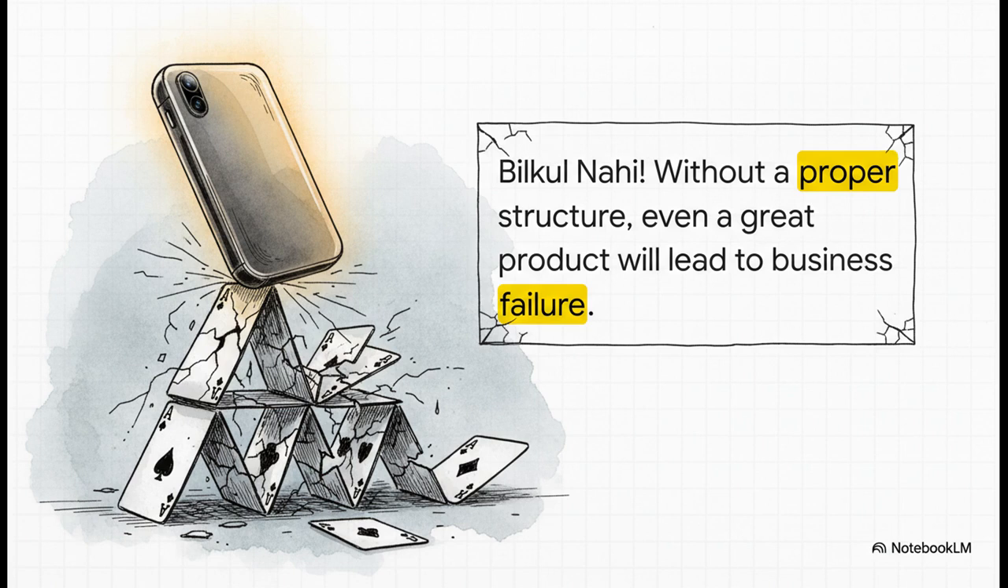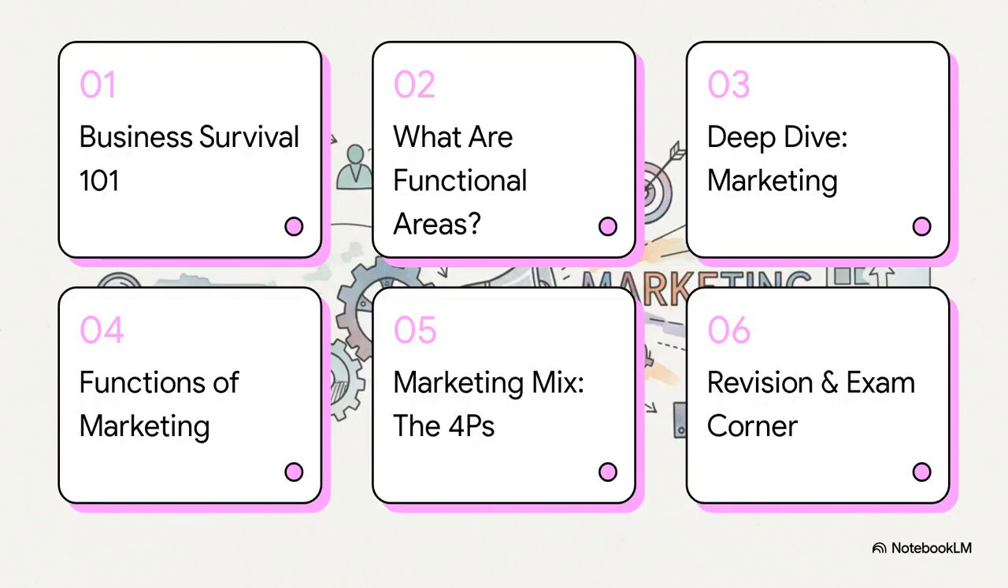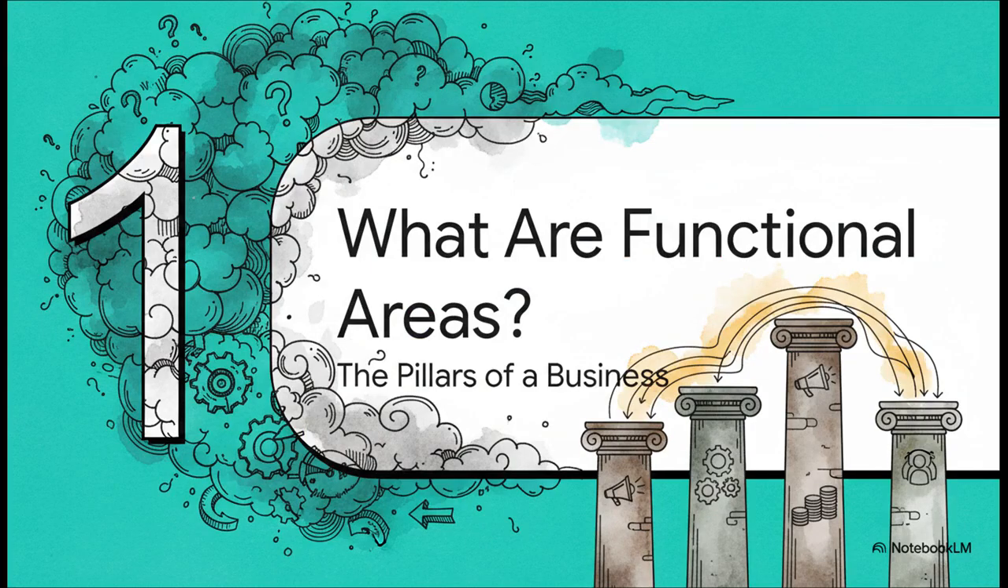And that, right there, is where our story begins today, with a concept that is literally the backbone of any successful organization. Okay, so here's the game plan for this explainer. We'll start with some Business Survival 101, then figure out what these functional areas really are. After that, we're doing a deep dive into marketing management, looking at its functions and the famous 4 Ps. And of course, we'll wrap up with a revision for your exams. You ready? Let's go.